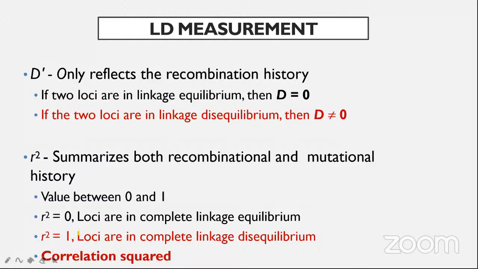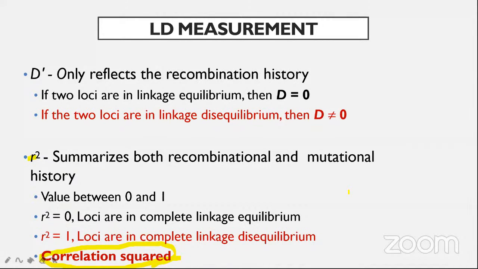Here, R² of 1 means they are in complete linkage disequilibrium. In a simple statistical sense, R² is nothing but the squared correlation value. As you know, correlation lies between -1 and 1, so if you square it, the value lies between 0 and 1.